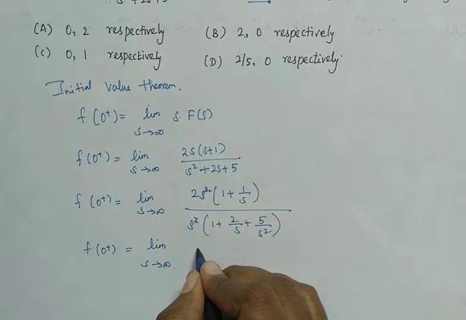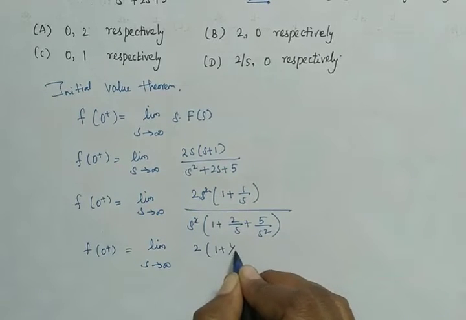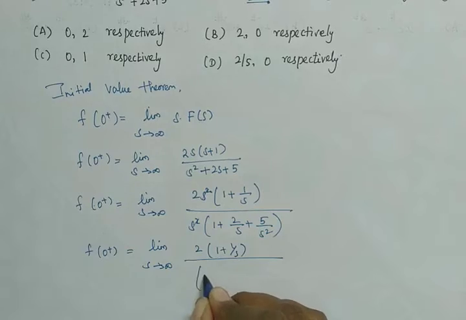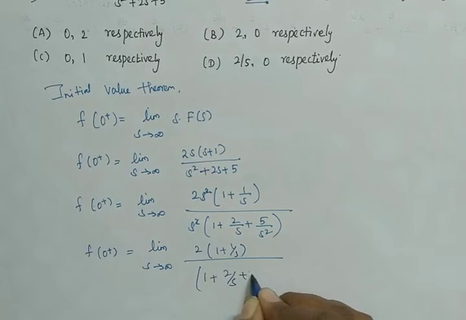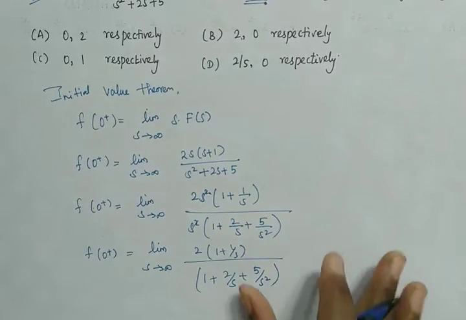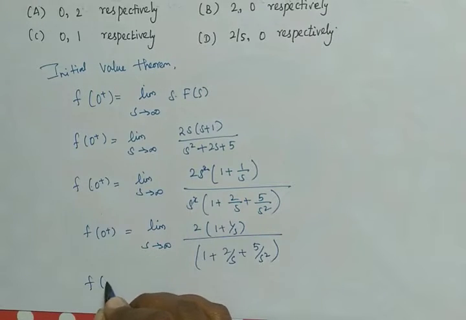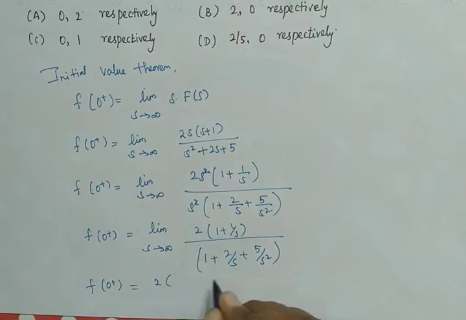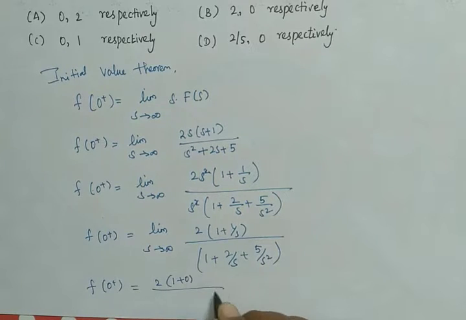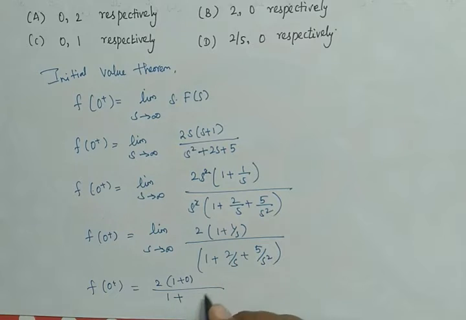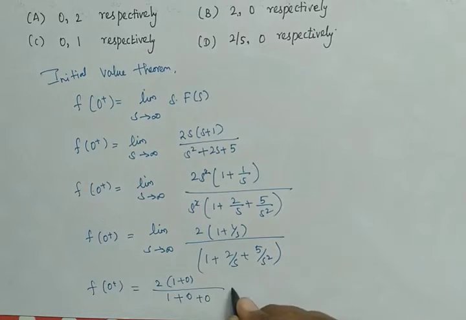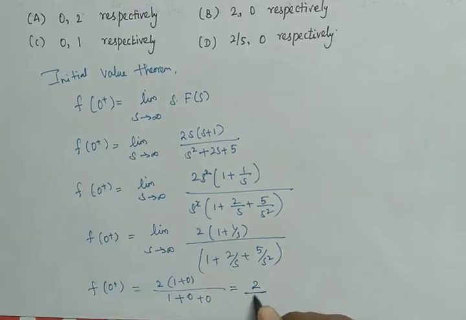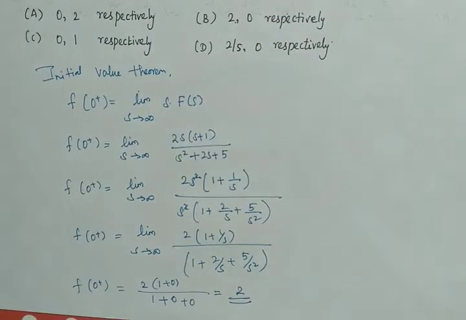So we will have 2 into 1 plus 1 by s by 1 plus 2 by s plus 5 by s square. Therefore, for the initial value theorem, f of 0 will be equal to, now we can substitute 2 into, here it is 1 plus 0, that is 1 by s will be 0. So here we will get 1 plus 0 and 0, so that we will get the answer as 2. This is for the initial value theorem.